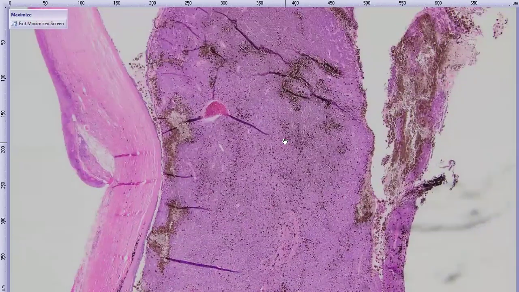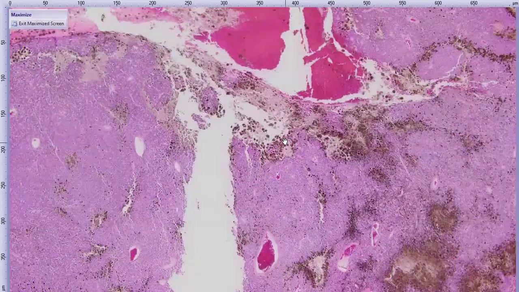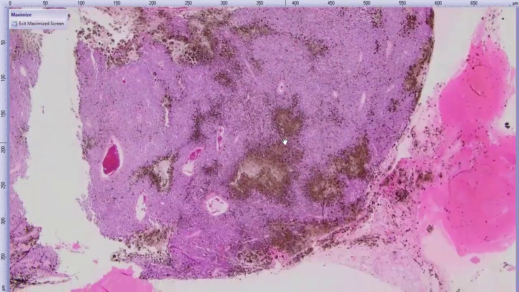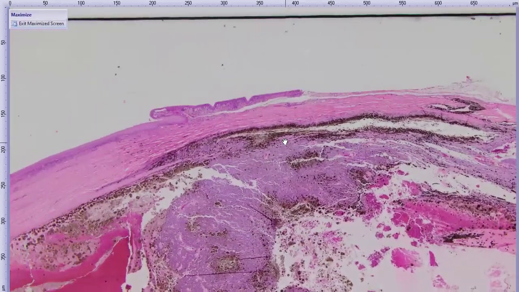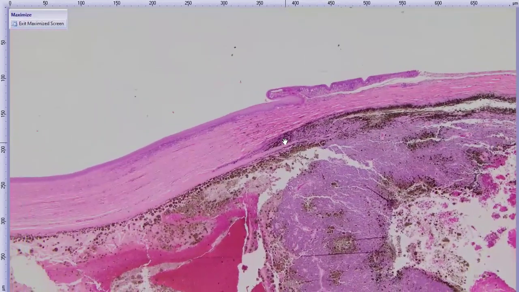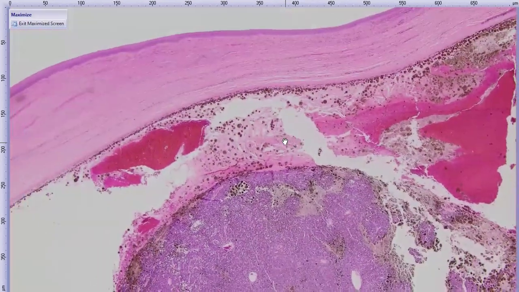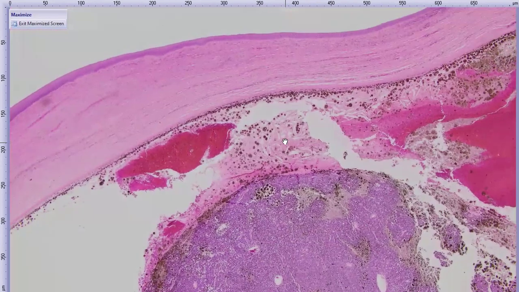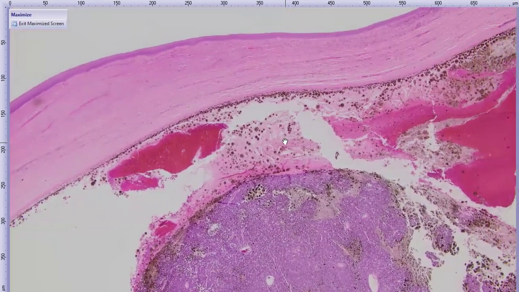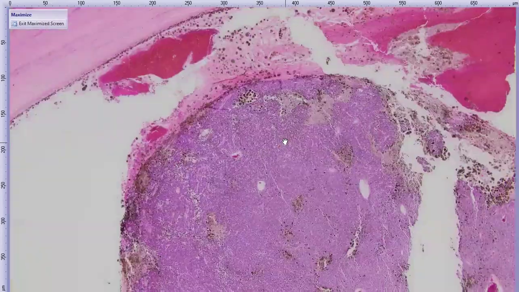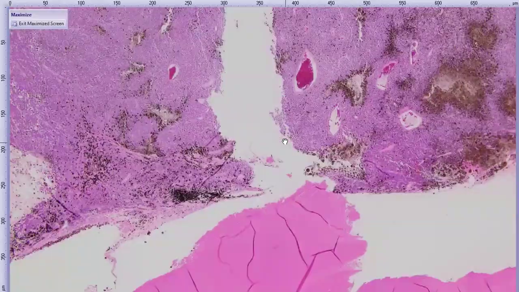Okay, so we have this mass that's unencapsulated here, expanding and effacing our iris and our ciliary body. It is partially pigmented, a little bit necrotic. Kind of creeps into the limbal sclera, maybe peripheral cornea here. There's a lot of pigmented cells floating around the anterior chamber with some hemorrhage, probably some fibrin, some acicular cholesterol clefts, so probably more necrosis and cellular debris.